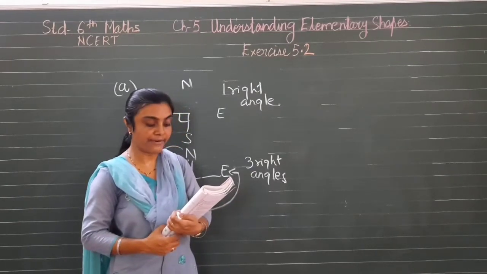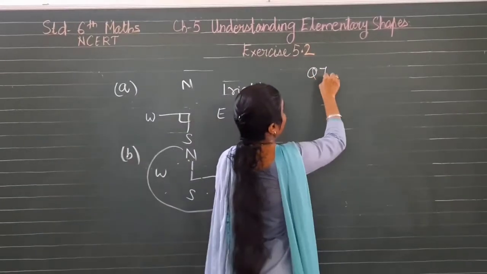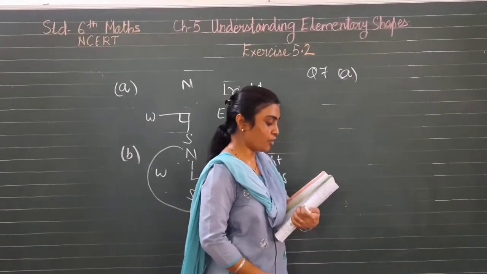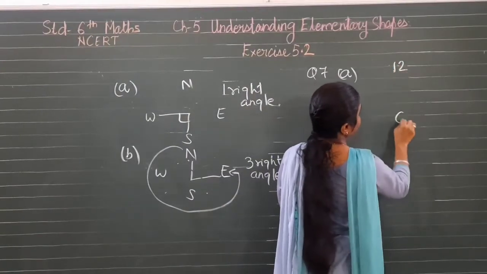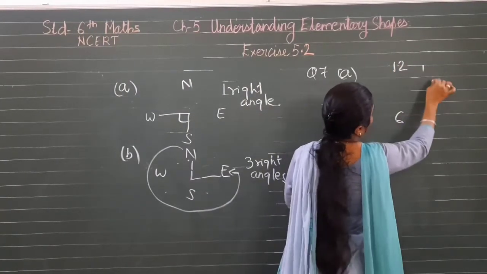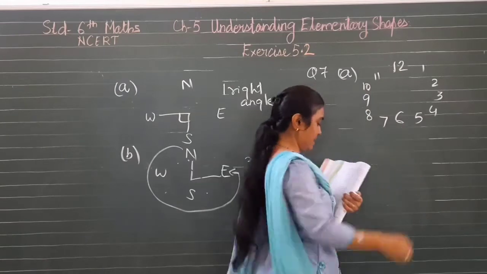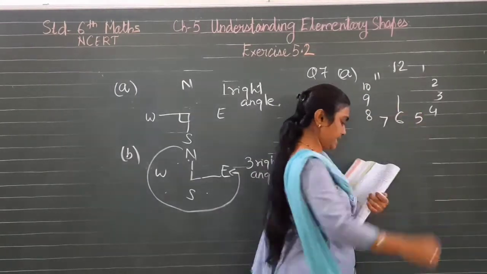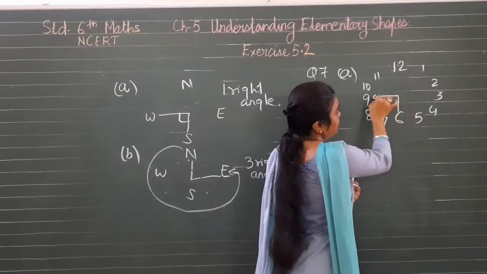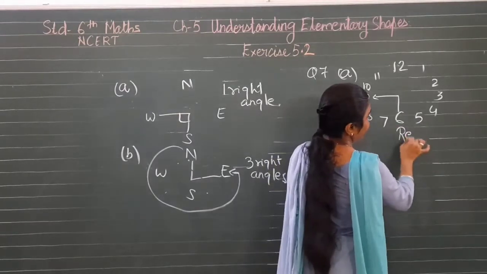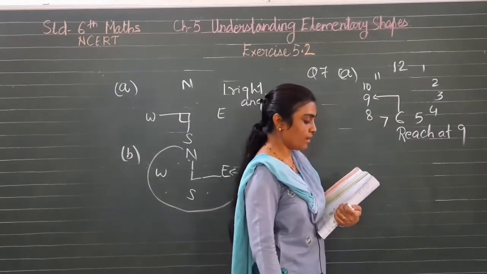Now let us move to the next question, number 7. Where will the hour hand of a clock stop if it starts from, A, 6 and turns through one right angle? It starts from 6 and turns one right angle. So one right angle means 1/4 of the revolution. So it will reach at 9. The answer is 9.